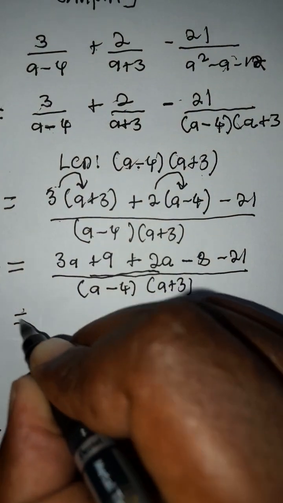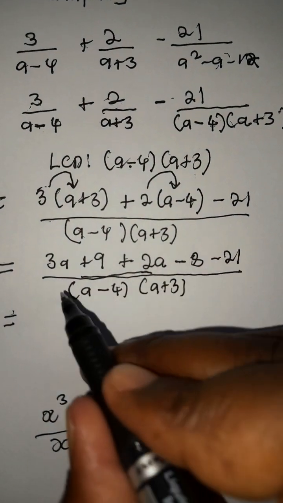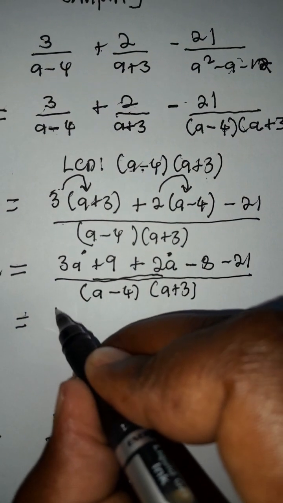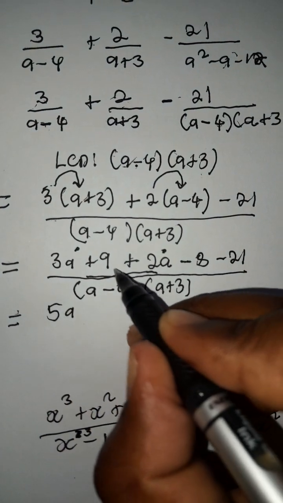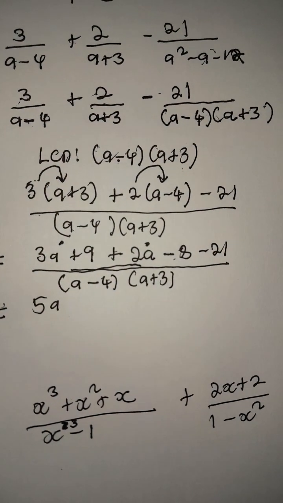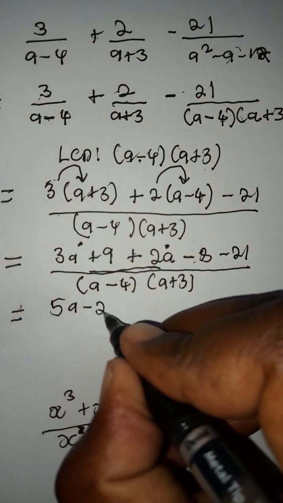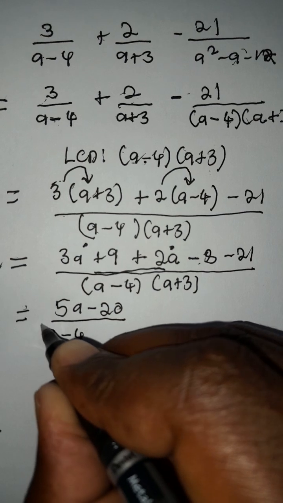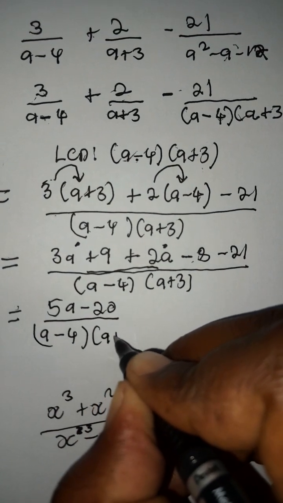So we are at a step where we need to collect the like terms. 3a plus 2a, remember these are the like terms, that will be 5a. 9 minus 8 minus 21 will give us negative 20, divided by a minus 4 and a plus 3.